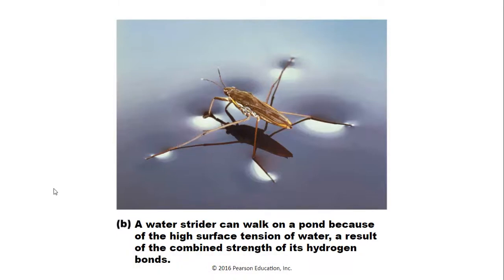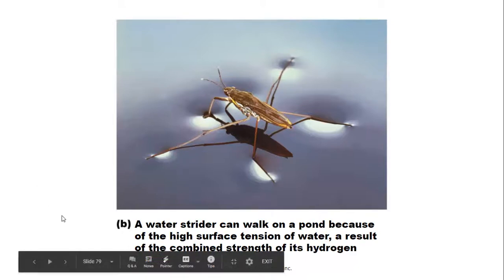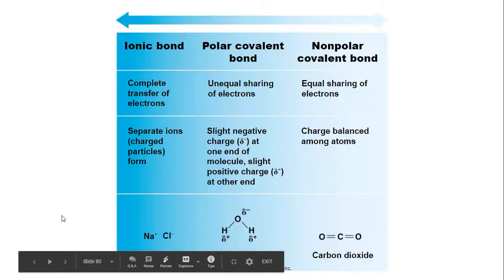We already talked about the fact that hydrogen bonding is one of the reasons why water boils at 100 degrees Celsius, okay? But another instance where you can see how water sticks to itself, due to the strength of hydrogen bonding, is this water strider walking on a pond, because of the high surface tension of the water due to its hydrogen bonding. So that's, again, another example of properties of water due to hydrogen bonding.